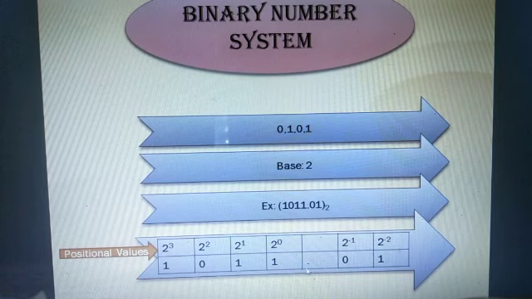As I just told you, the power in the digits before the decimal point is positive. We have to take it from the units digit. Here we have to consider powers 0, 1, 2 and 3, and after the decimal point -1, -2. These are called positional values.